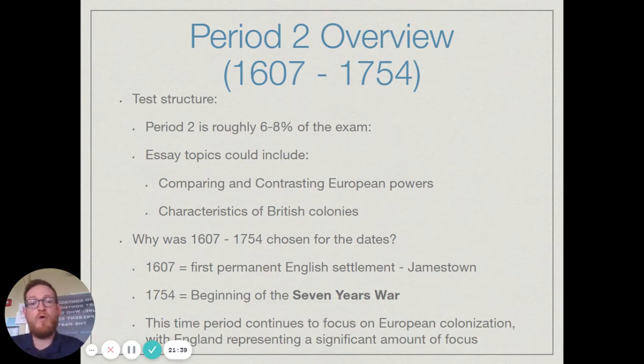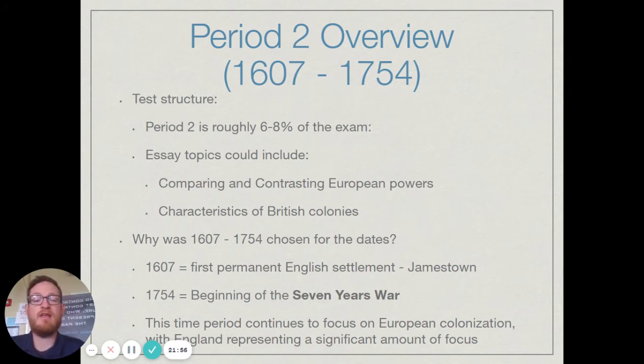Now, the Seven Years' War, also known as the French and Indian War, is going to have a massive impact on the English colonies here, because we're going to see that it starts the large-scale discontent with having the British in charge.